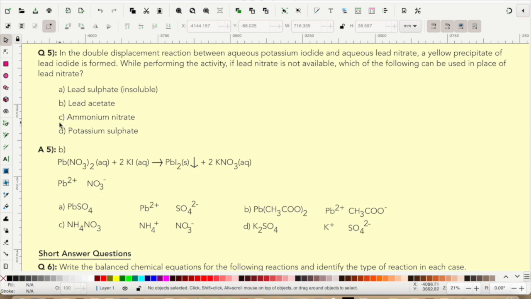Let us see the other options as well. Option C is ammonium nitrate, written as NH4NO3. It is made of NH4+ and NO3- ions. So this is not the correct option. Last option is potassium sulfate. It is written as K2SO4. It is made of K+ and SO4- ions. It is not similar to Pb++ and NO3-. So this also is not the correct option. So the correct option we have found is option B, lead acetate.